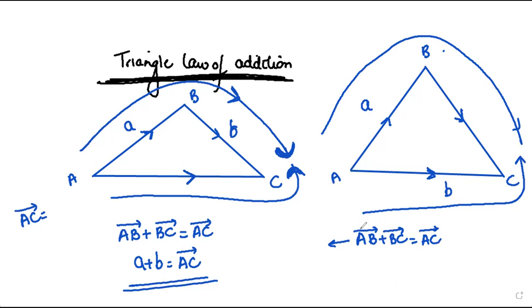So first I have to form the equation. AB plus BC will give me AC. AB is a, BC I don't know, and AC is b. Now BC will be b minus a. I'll transpose it to the right-hand side and ultimately I'll get the value of BC as b minus a. Just quickly take a screenshot of this one.